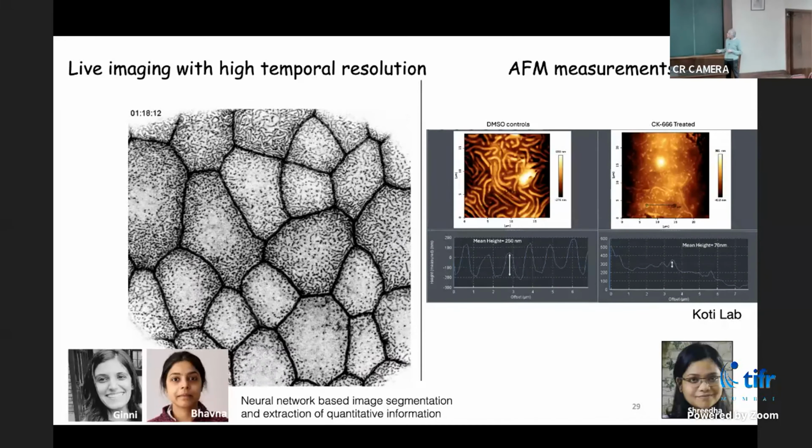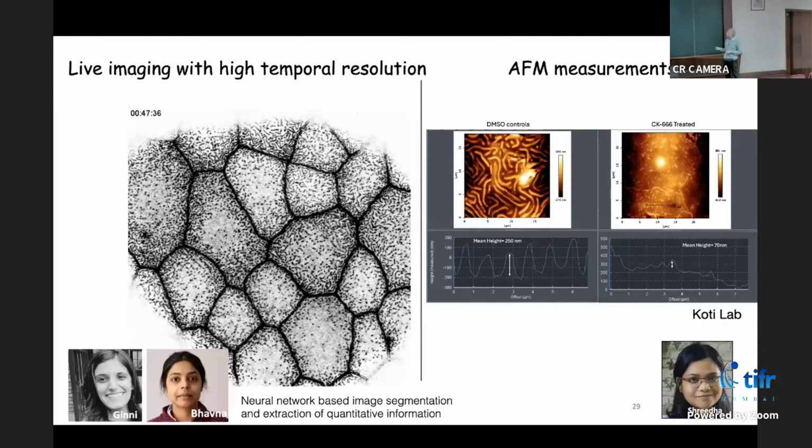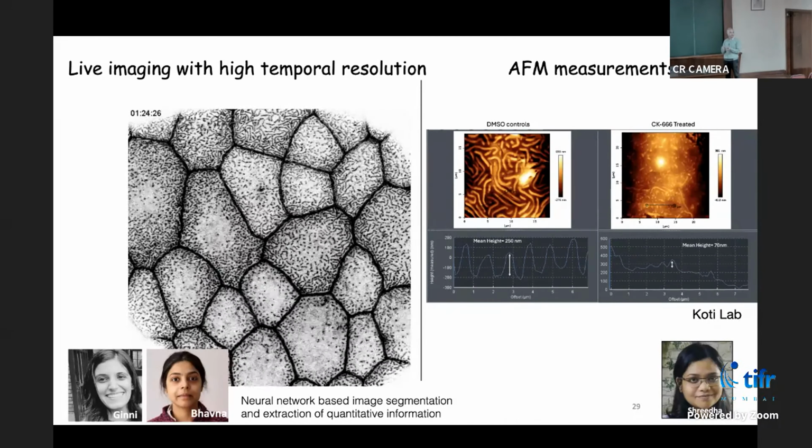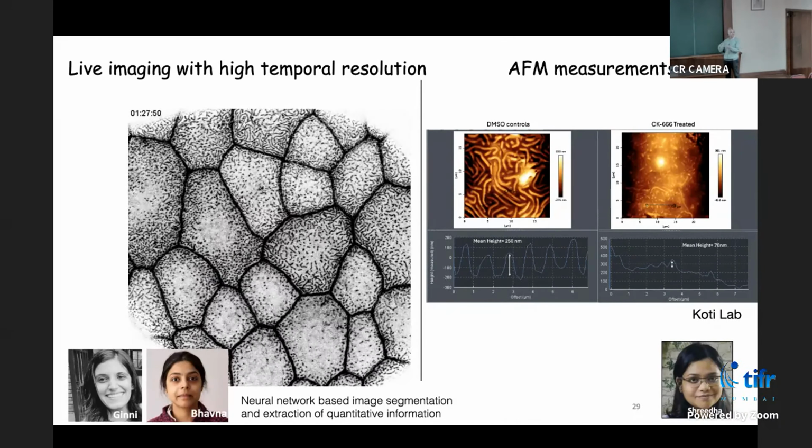But what we are trying to do now is extract information, in the sense of how many fissions happen, how many fusions happen. Is it that the fusions are more at the later time points? All those quantitative aspects we are trying to get from such movies, of the filaments and these dots. Right. So that's one thing that we're doing.